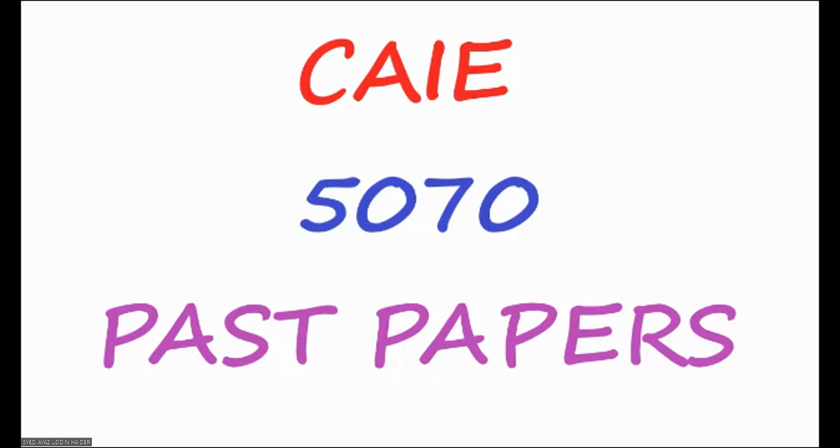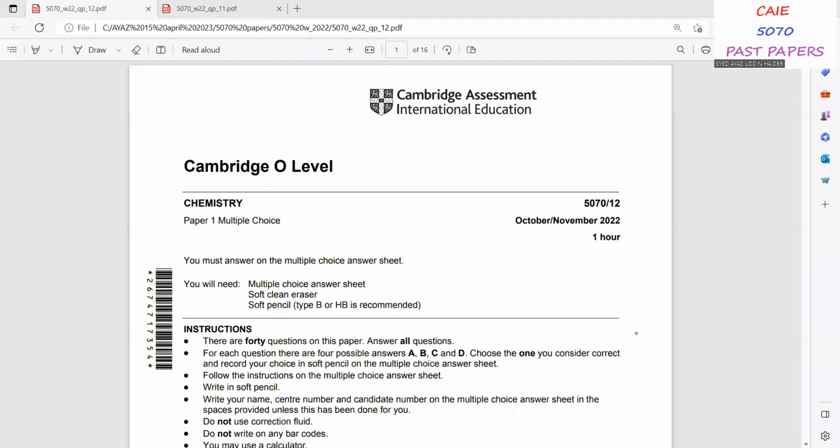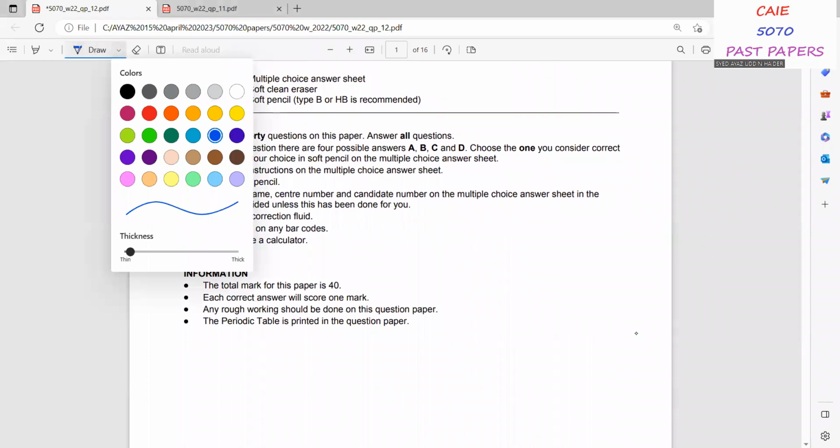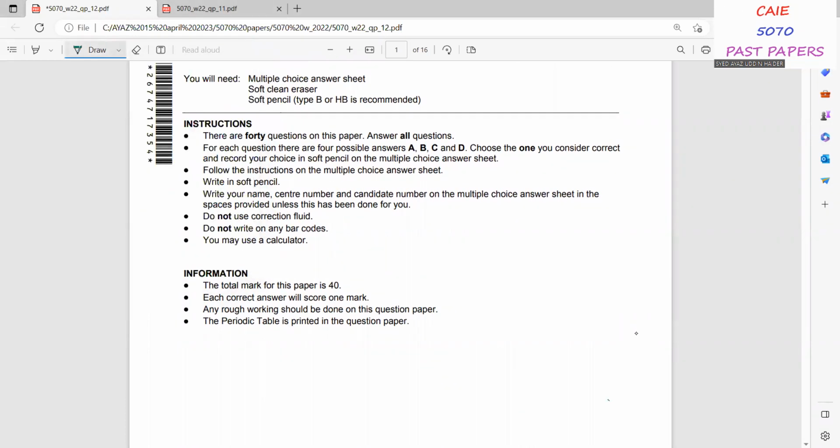So I will continue my CAIE 5070 past paper questions, and this time I will solve winter 2022 and the variant will be 12. I'm not going to read the instructions. Let's continue with the paper.